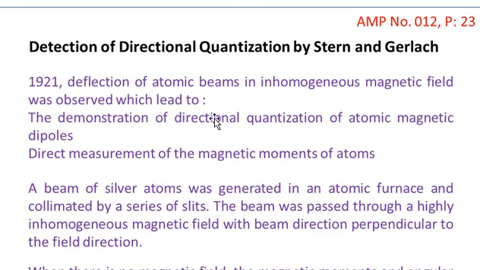This was observed, which led to the conclusion of the demonstration of directional quantization of atomic magnetic dipoles, that there are atomic magnetic dipoles to which we have a quantity associated as magnetic moments, and under the application of the applied magnetic field, there is a directional quantization of these magnetic dipoles. Direct measurement of the magnetic moments of the atoms. This experiment also provides the direct measurement of the magnetic moments of the atoms in the beam.